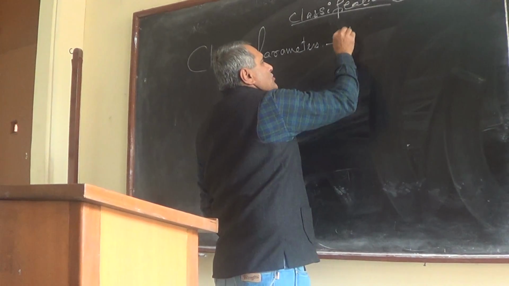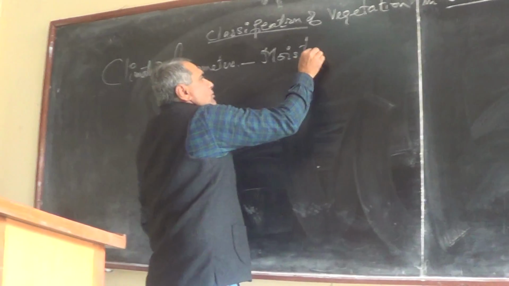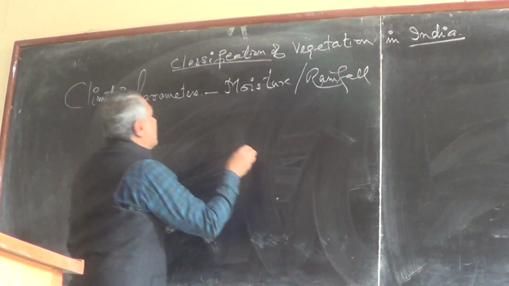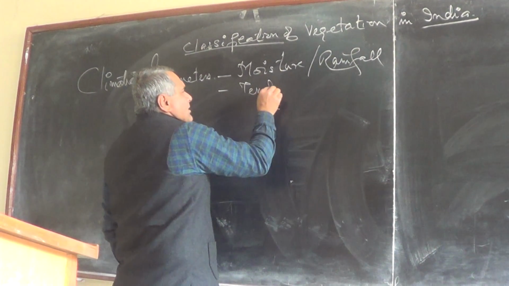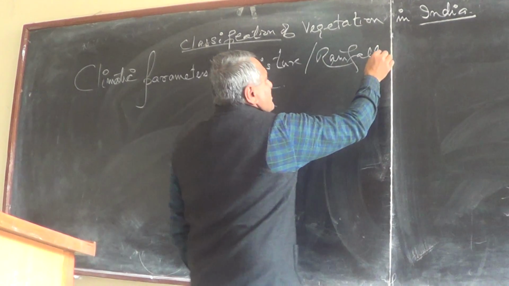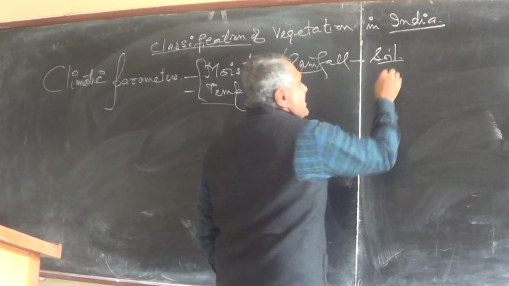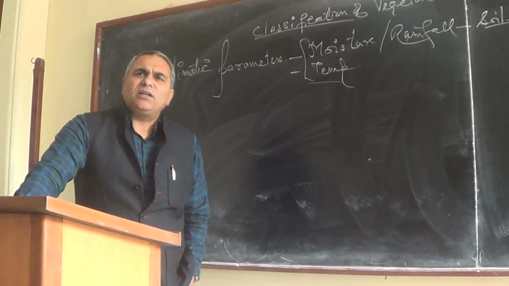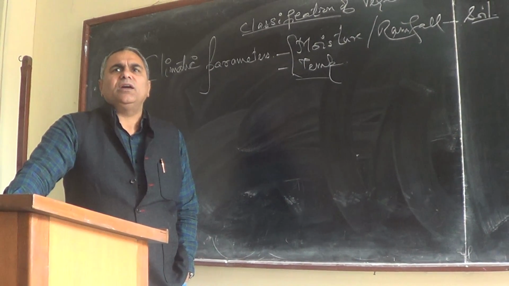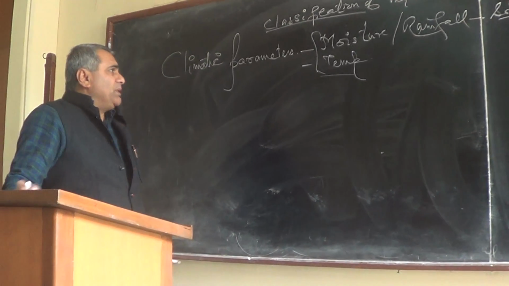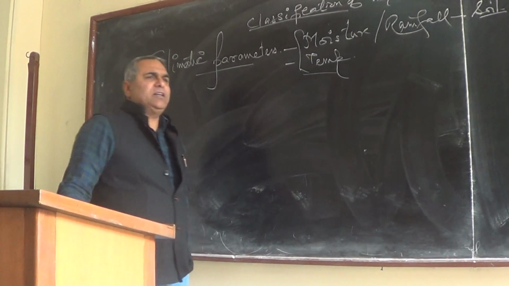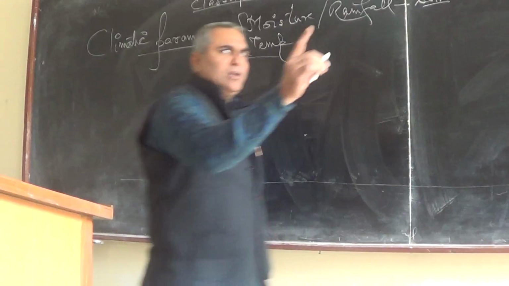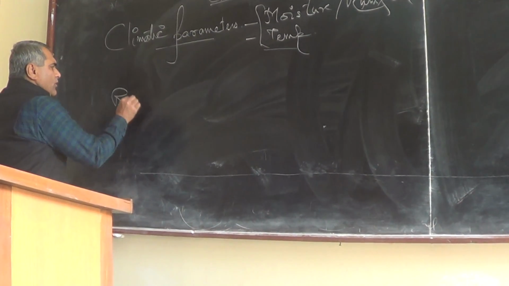One is the moisture in the form of rainfall, and the temperature. The soil moisture, the moisture present in the soil, how much moisture is available. The soil moisture is determined by the amount of rain the area received. So on the basis of this climatic parameter, if I classify on the basis of amount of rainfall, I think I explained earlier also, rainfall.